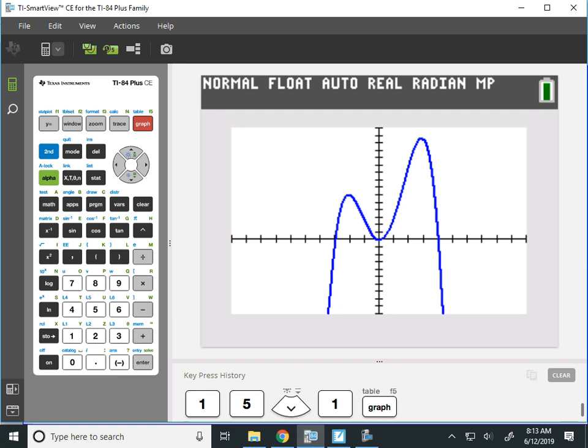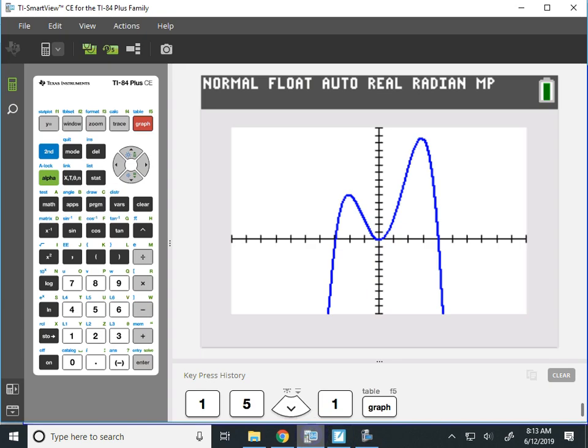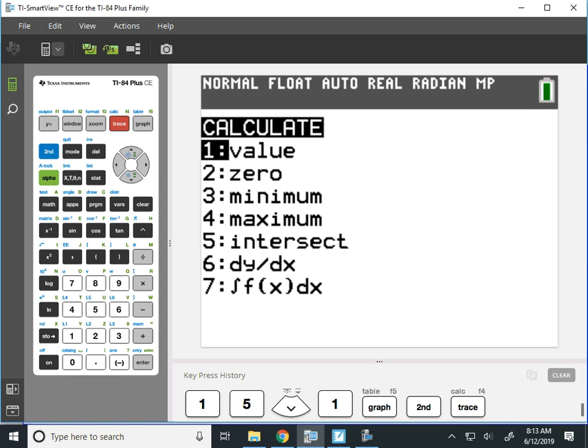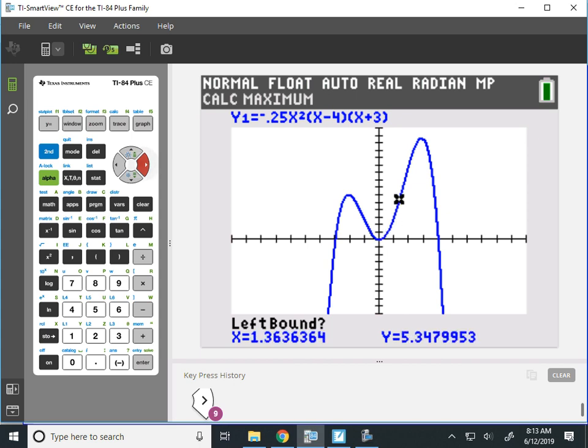So we're going to trace again the maximum value. So the maximum here is this top right kind of curve. So we're going to hit second trace and hit maximum, which is number 4. And we're going to take our cursor over, again to the left of that maximum, and hit enter. Arrow until we're on the other side of it, hit enter again, and guess. That maximum is at 2.9, 13.7.